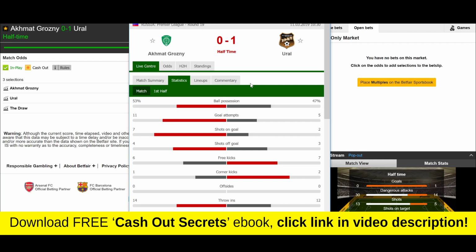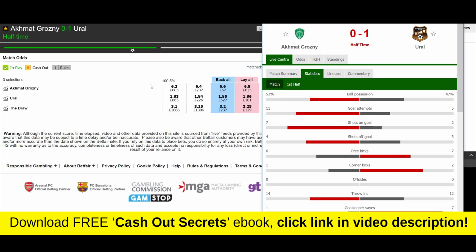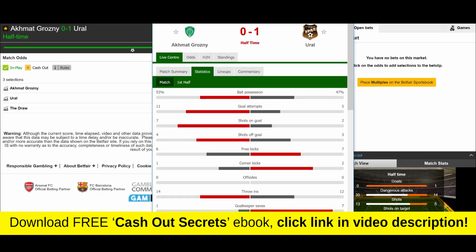So just based on how this match is developing, you would think that that's a bit of a false position that Ural are in right now, and you expect that in the second half it's going to correct. Akhmat are going to equalise, and then we can profit by opposing Ural and laying them.